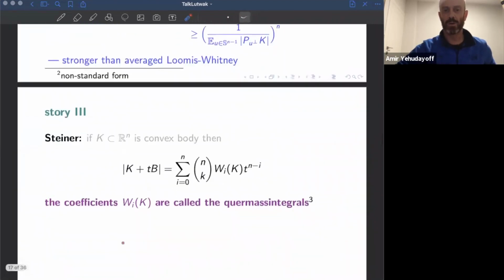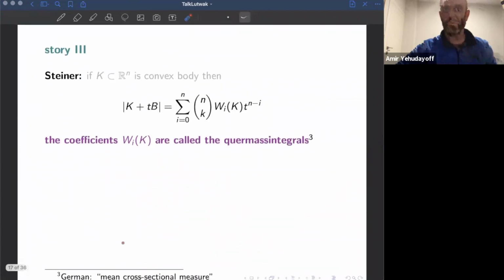Story number 3 is slightly more abstract, maybe. And maybe some of you actually find this more interesting, I'm not sure. So the story is like this. It starts with an amazing statement that Steiner proved. I think he was the first to do this.